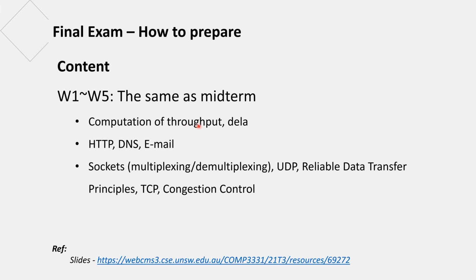But for the computation of throughput and delay, it will be a little bit harder than before. Why? Because in this part, they will combine the calculation with the TCP stuff or the IP stuff. So you not only need to consider the four different kinds of delay, but also need to figure out the concepts for TCP or IP. They will merge different knowledge points together and ask you to do the calculation.